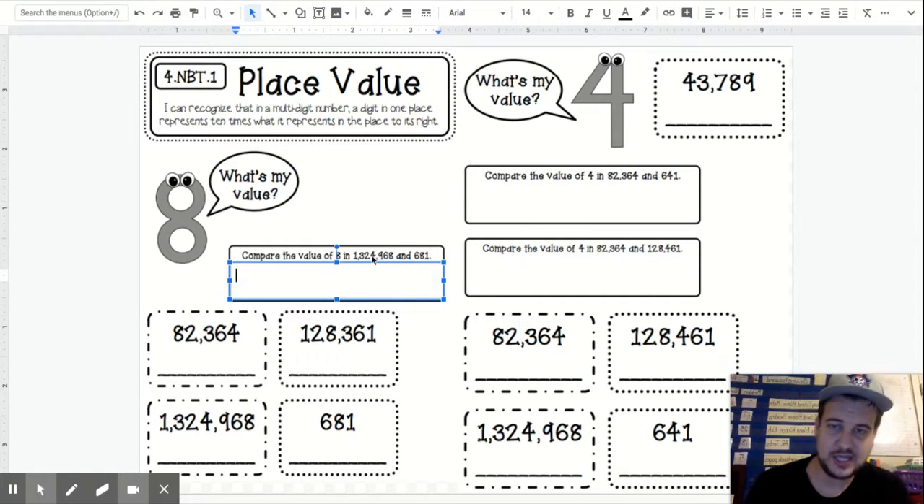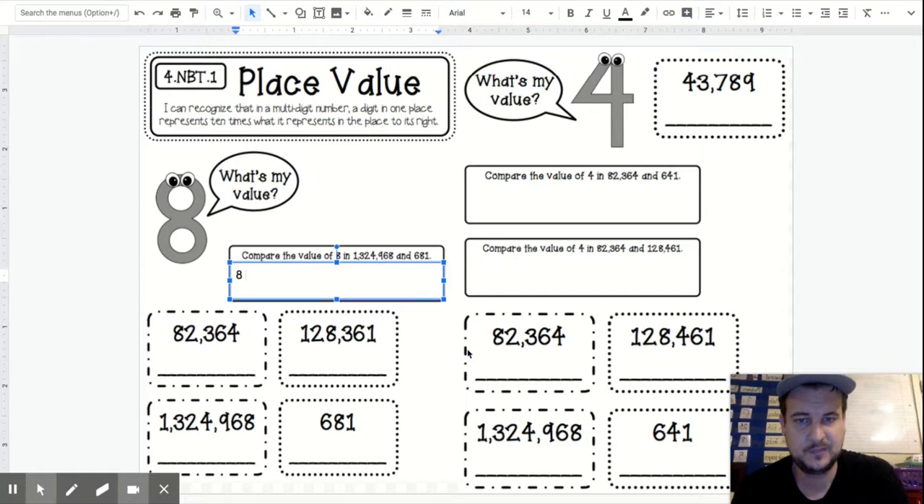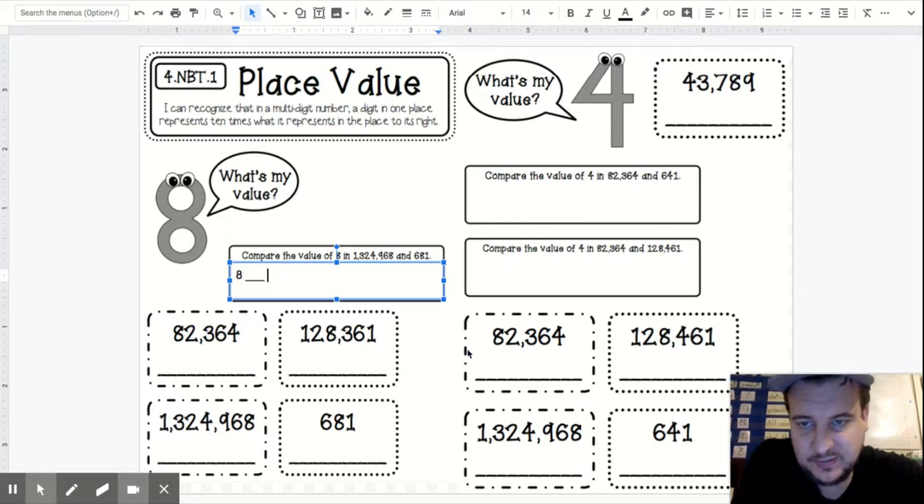So the digit 8 in 1,324,968 is equal to 8 ones. The value of the 8 in the number 681, the 8 is in the tens place, so that means it's equal to 80.